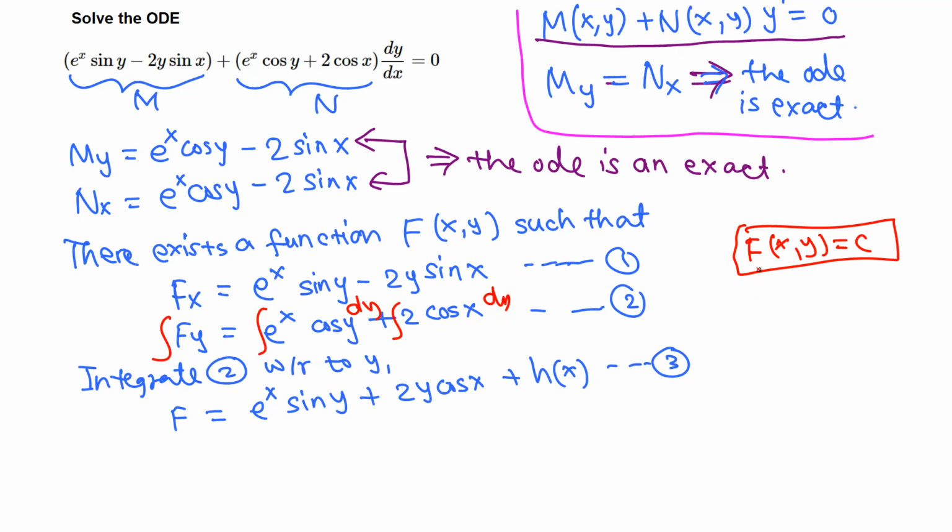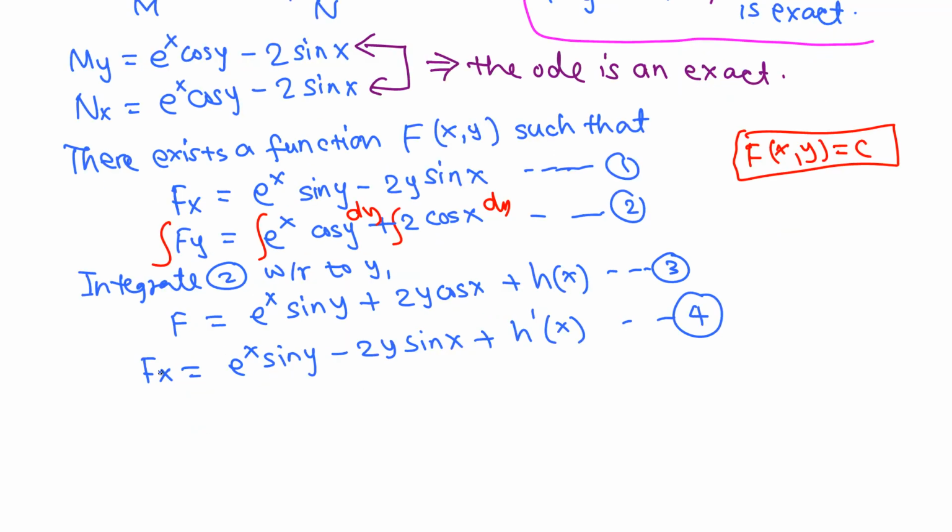We are almost there because the solution is function equals c, but the function has h, so we need to determine the value of h. For that we haven't used 1. Look at 1, it is f_x, so let's differentiate this with respect to x. We get f with respect to x: sine y is constant, e^x, the derivative of cosine x is negative sine x, 2y constant, plus the derivative of h. This is a pure function of x, so just a regular derivative or partial derivative, same thing.